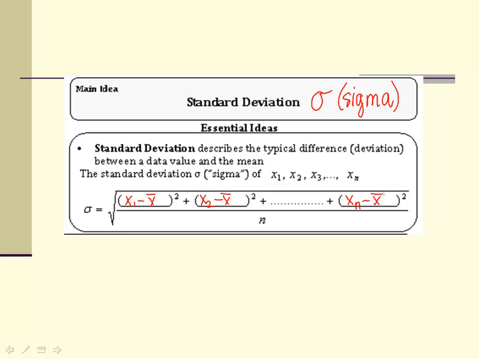So there is a whole lot that goes into calculating the standard deviation. The good news for you is you do not have to do that all by hand. We are just going to use our graphing calculator. But I want you to make sure you realize what standard deviation does: it describes the typical difference or deviation between a data value and the mean. Okay, that's what standard deviation does for us.